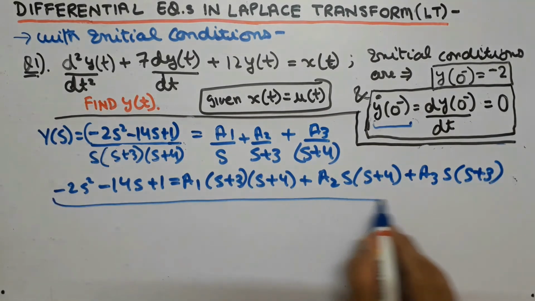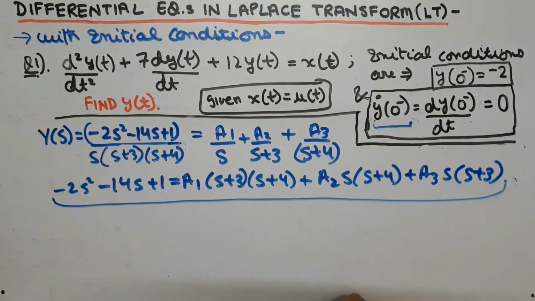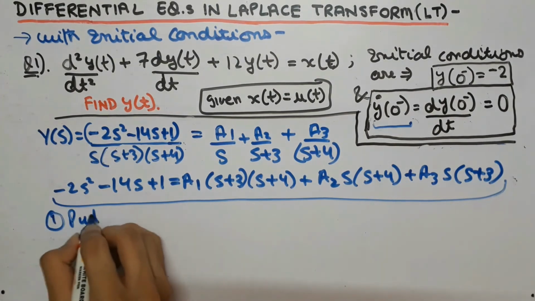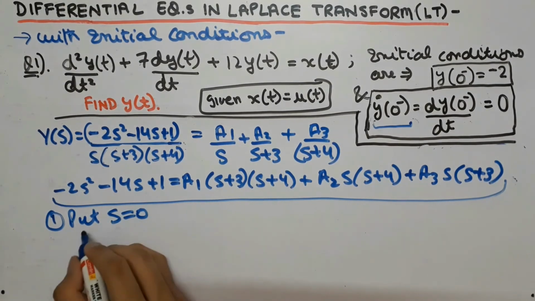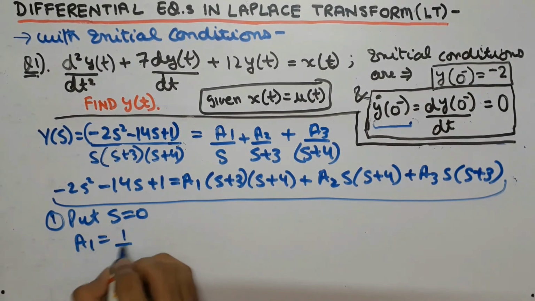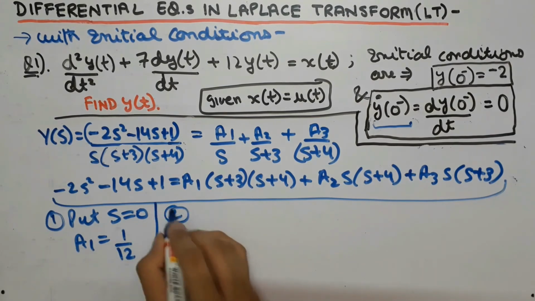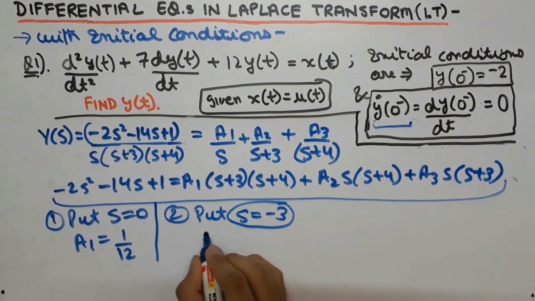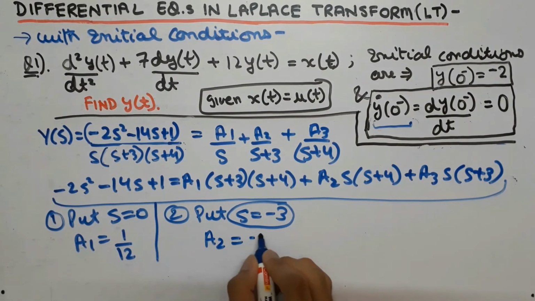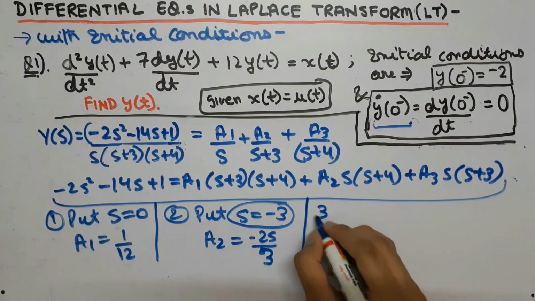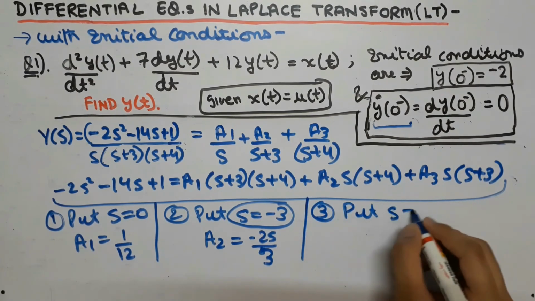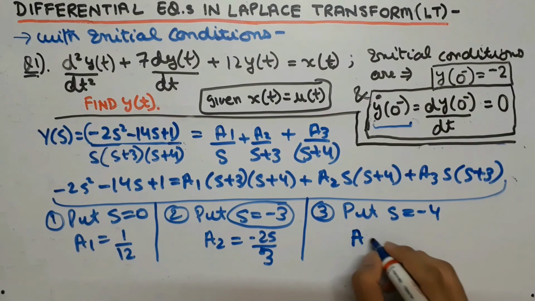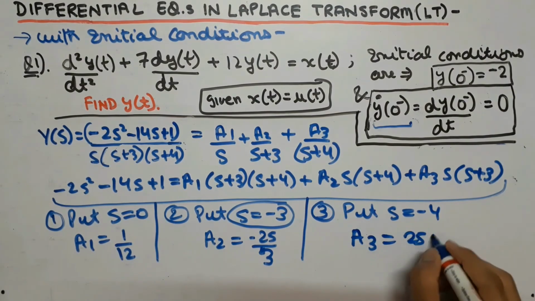Now guys, in this equation we are going to put necessary values of s in order to find the values of a1, a2 and a3. First of all, we are going to put the value of s as 0. On doing that, you will get the value of a1, which will come out to be 1 by 12. Similarly, we are going to put the value of s as minus 3. On doing that, you will get the value of a2, which will come out to be equal to minus 25 by 3. And lastly, we are going to put the value of s as minus 4. On doing that, you will get the value of a3 as 25 by 4.